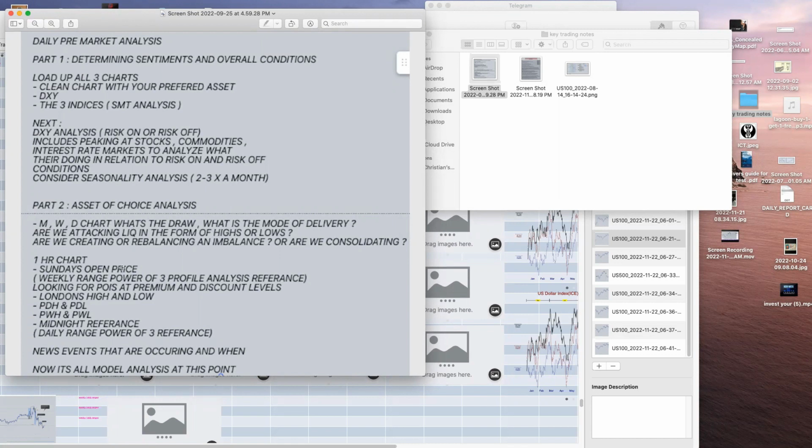So the key that I want to talk about here is the specific things you want to mark up on your chart, or at least the things that I mark up on my chart. This isn't me telling you what to do or anything, but this is just what I do, and it's served me well based on what ICT has taught me. You know what I mean? So I always mark up the Sunday's open price every week. And then look for your premium discount levels on a higher time frame. I always mark off the London high, London low, previous day's high, previous day's low, previous week's high and low, and then the midnight reference point, which is 9 p.m. Pacific time. Okay, so that's the daily open.